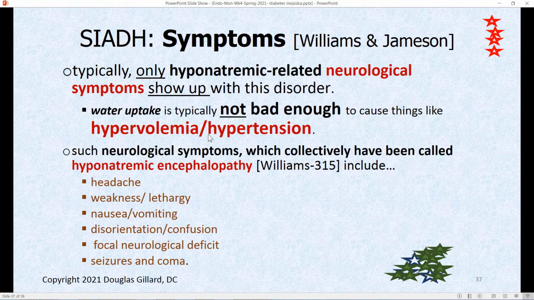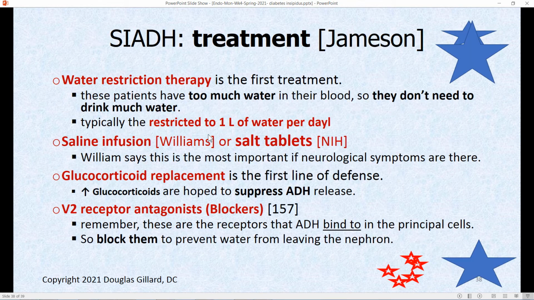So what are the symptoms of hyponatremia? Well, there are neurological symptoms of hyponatremia as well, where instead of sucking water out of the cells, it sucks salt out of your cells. And yeah, you can get headache, weakness, lethargy, nausea, vomiting, all those kind of stroke-like symptoms, seizure, coma, neurological deficits. And in reality, typically the water uptake is not bad enough to cause hypertension, so it has to be pretty bad. Just kind of a side note there. It doesn't always show up like that.